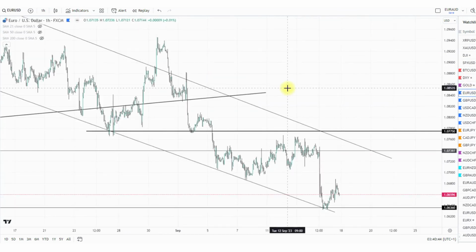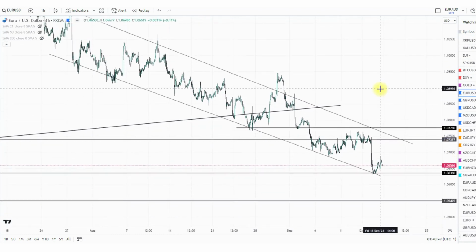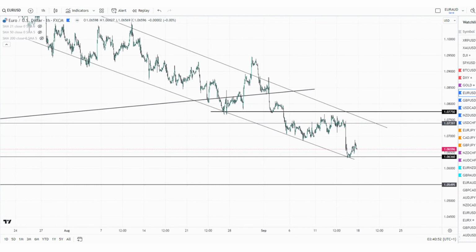Euro US dollar, we've been seeing a series of lower highs and lower lows, especially last week when we had the stronger inflation data on the US dollar. That is why we see a break of this to the downside, especially after the ECB dropped their 25 basis point interest rate hike, which gives the US more strength over the euro.